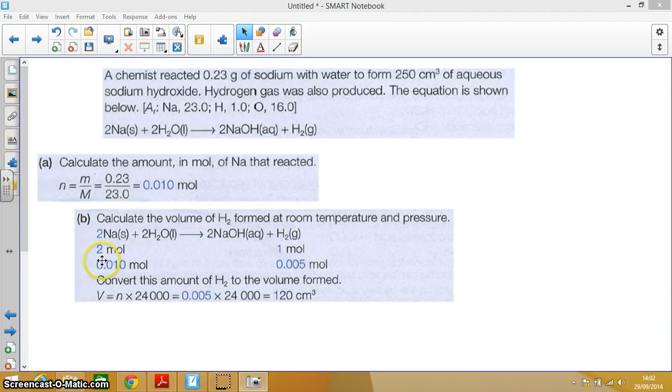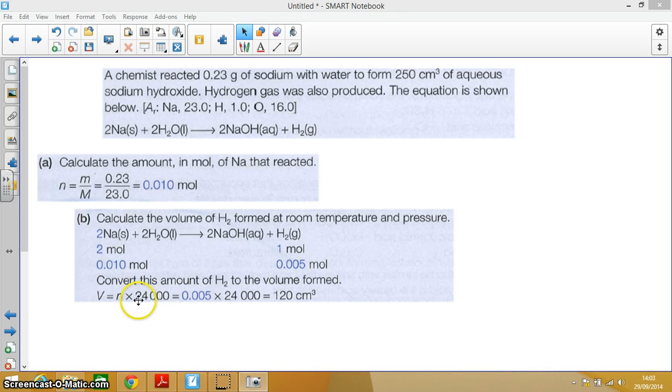And we've just worked out the number of moles of sodium above, which is 0.01 mole. So a ratio of 2 to 1, this is 0.01. If we halve this, we get the number of moles of hydrogen gas, which is 0.005, because the ratio of 2 to 1 is the same as 0.01 to 0.005. So the moles of hydrogen is 0.005 mole produced.